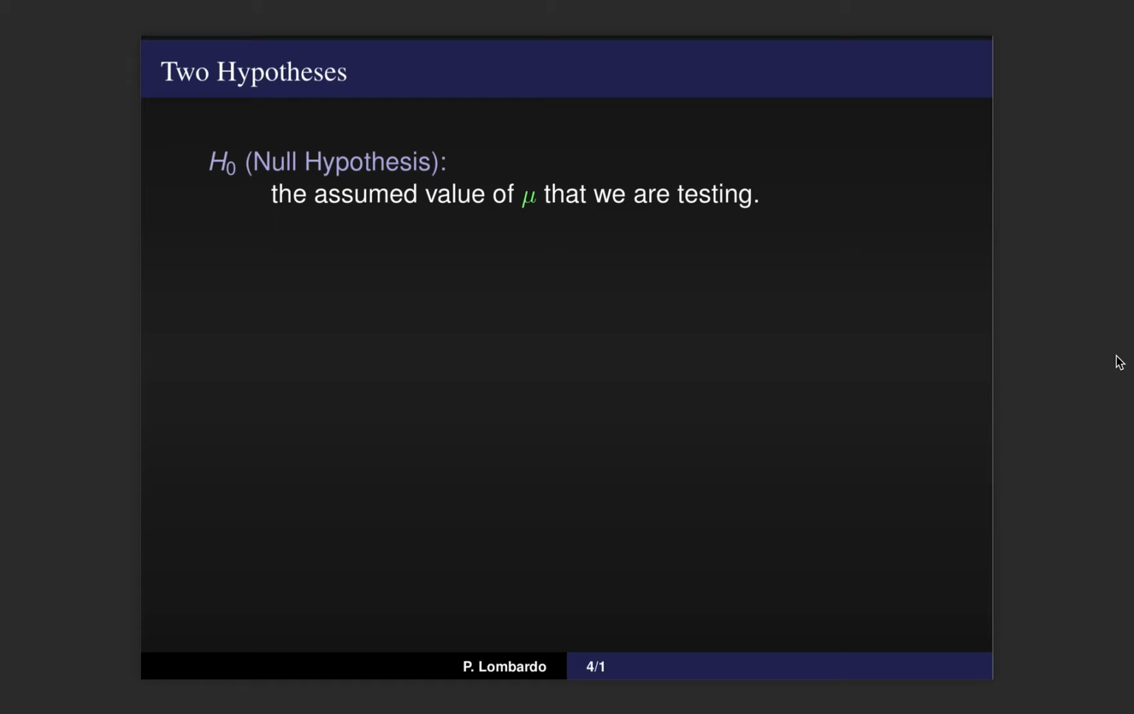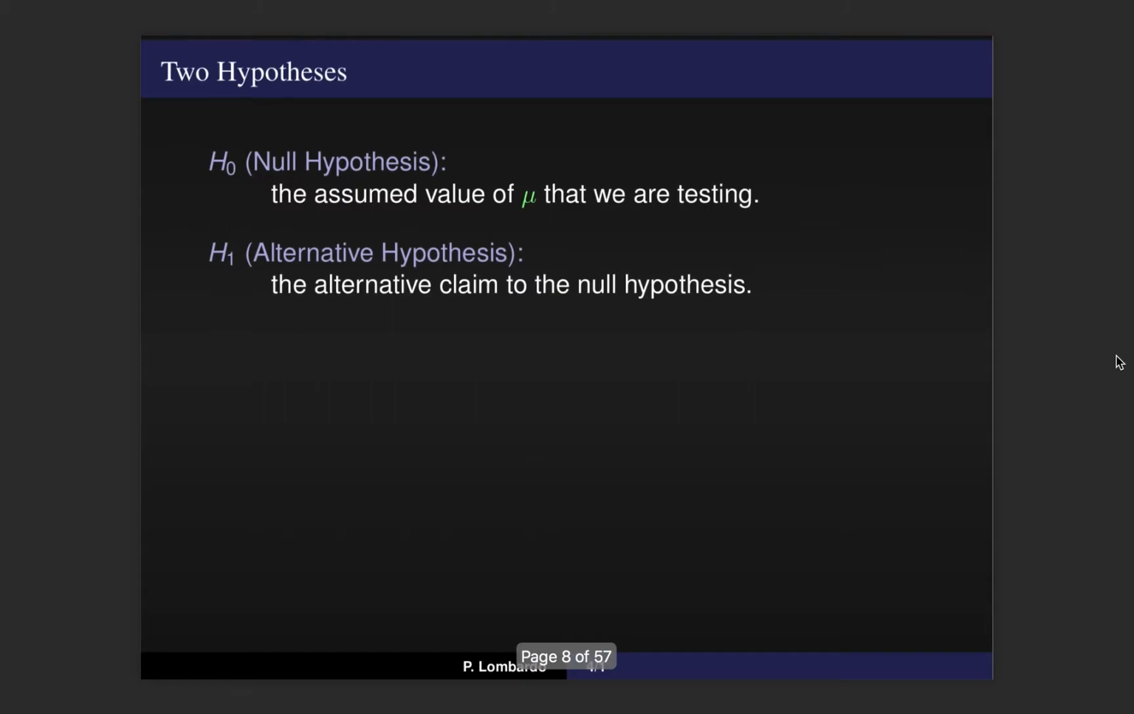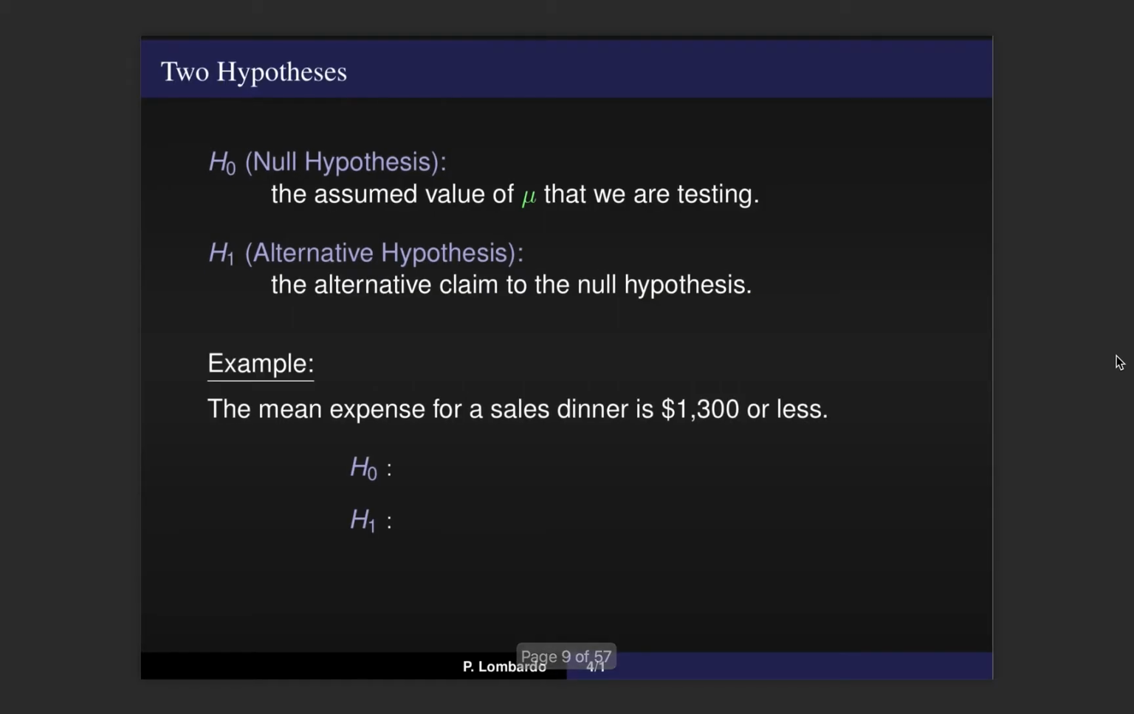When working with hypothesis testing, we consider two different hypotheses. We'll have a null hypothesis, and this is going to be a value that we claim about the population mean, and we're testing this. And we have an alternative hypothesis, and this is just going to be an alternative claim to the null hypothesis. So let's consider a quick example.